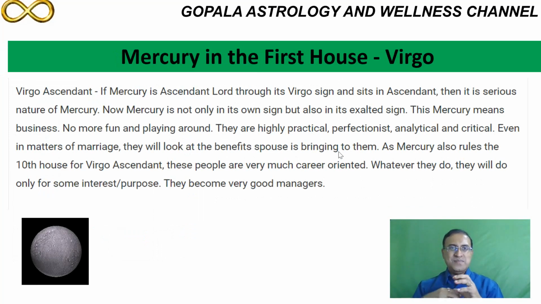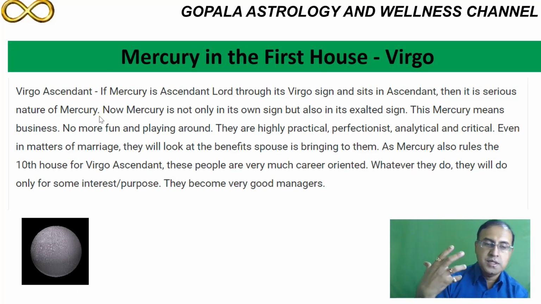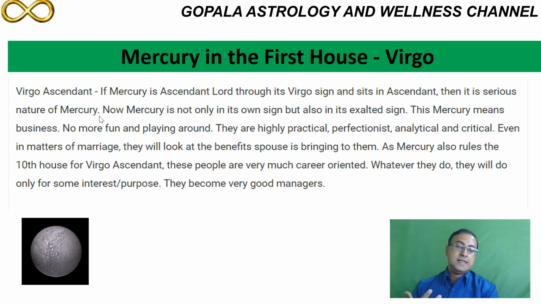Okay, here the Mercury is not just jovial; it is a very serious Mercury here. So the nature of Mercury itself changes when it goes to Virgo, because it's the Mula Trikona Rashi, or the exaltation point of Mercury. Okay, so Mercury gives its best results in this, and they're perfectionists, and they're extremely critical and very good at logical problem solving methodologies.